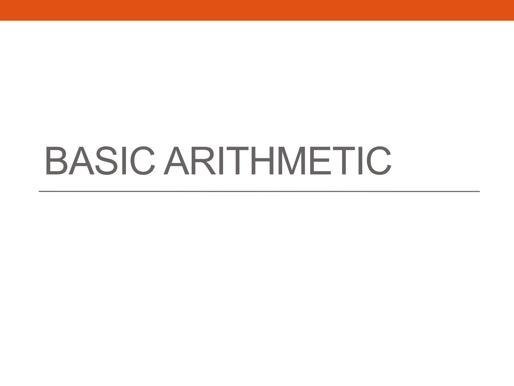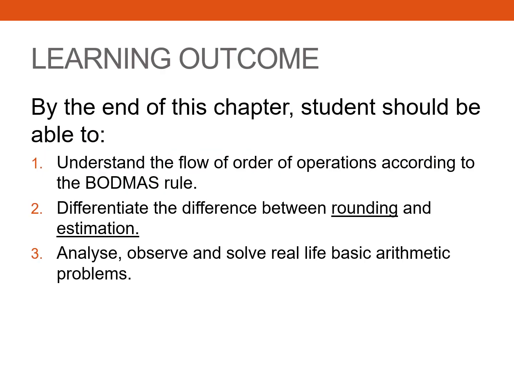So let's start with basic arithmetic now. We have 3 learning outcomes before we start. You have to understand the flow and order of operation. That means BODMAS, which do you do first? Brackets, orders, division, multiplication, addition, and subtraction. Then you need to differentiate the difference between rounding and estimation. That means what is rounding up and what is estimation, which we will go along after this. And analyze, observe, and solve real-life basic arithmetic problems.